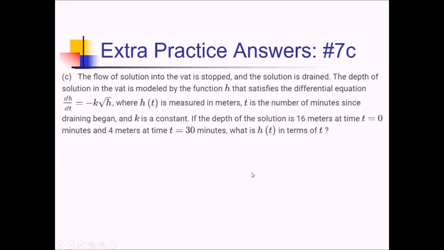For this last part, the final boss battle of this question, they're saying the flow of the solution into the vat is stopped and the solution is drained. The depth in the vat is modeled by h, and the differential equation for h, not h itself, the differential equation for it is given right here. It's negative k times the square root of h. Well, this is kind of interesting because they're not really telling us what k is. It's just some constant, and we're going to have to find it later. So if the depth of the solution is 16 meters at time 0 and 4 meters at time 30, what is h of t in terms of t?